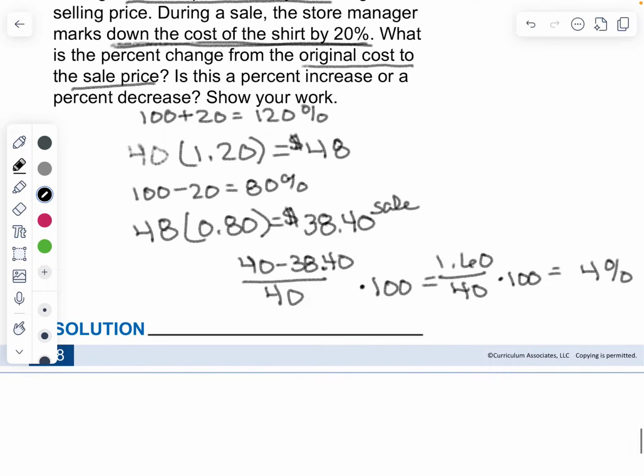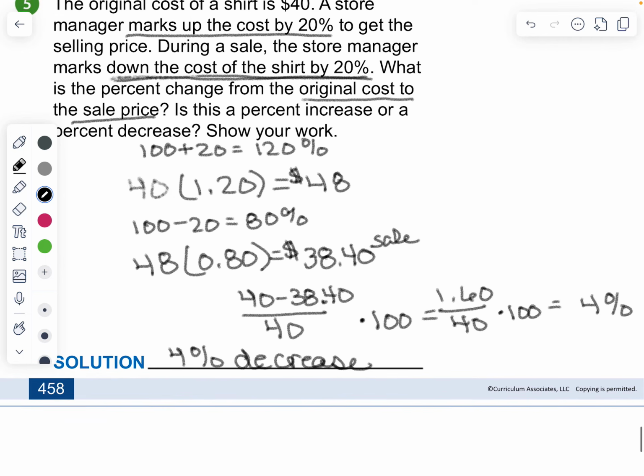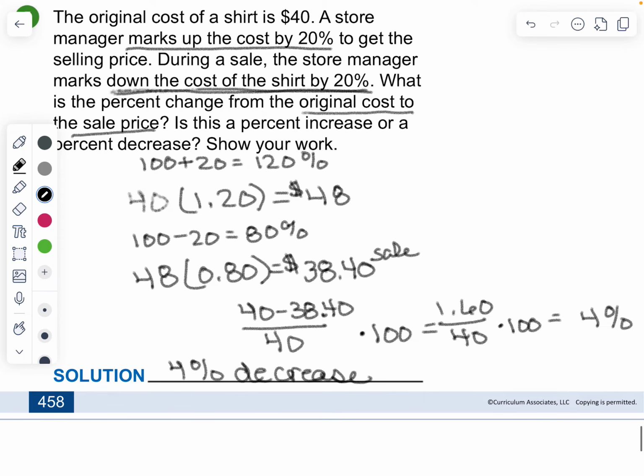And 38.40 is less than the 40 that it originally cost, so this is a 4% decrease, and this store owner lost money on that because he sold it for less than what it cost him.